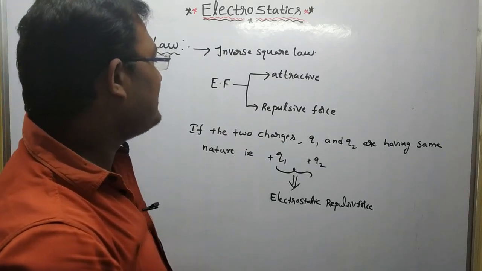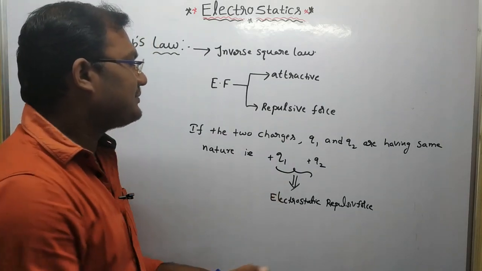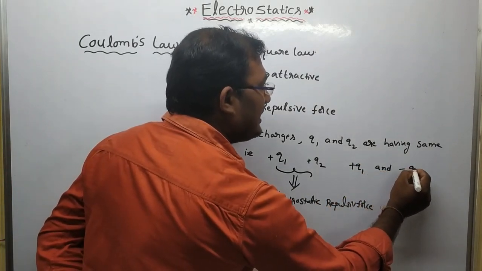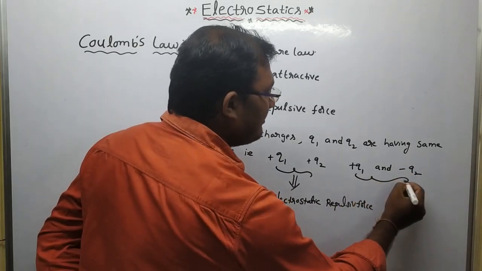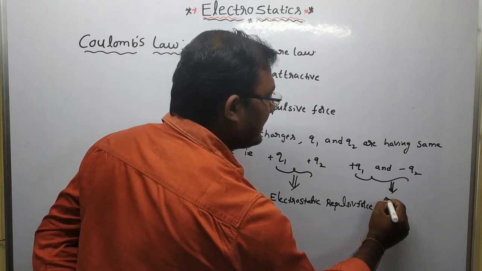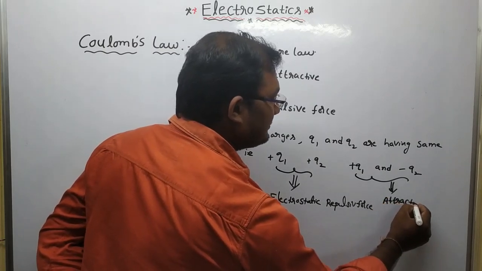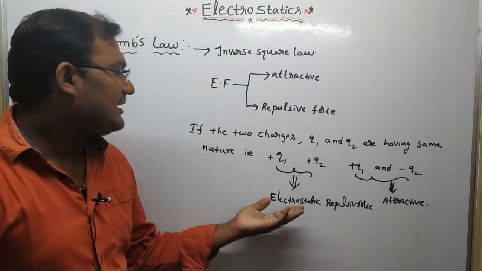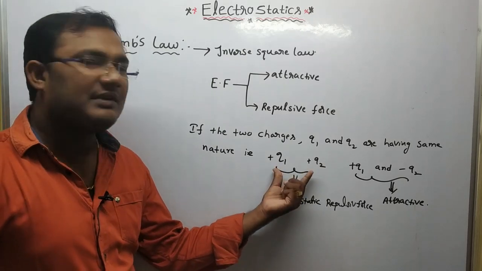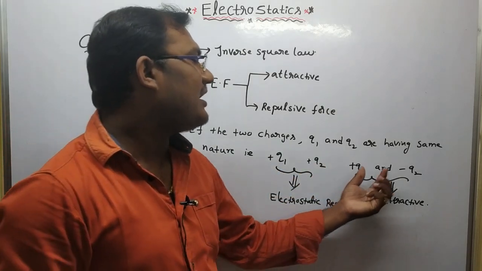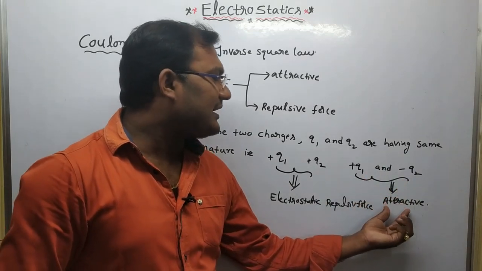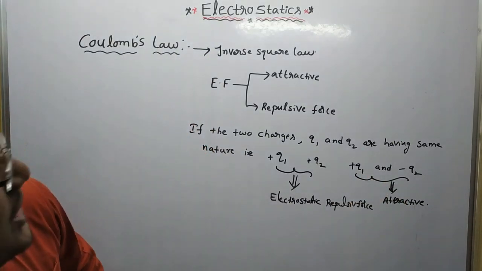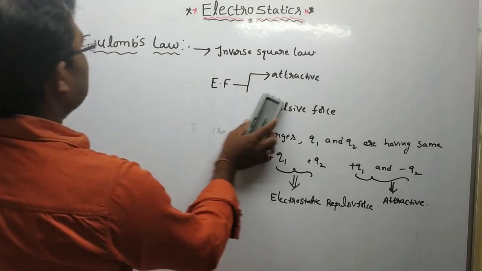If the charges have opposite nature, that means plus Q1 and minus Q2, then there will be an electrostatic attractive force. Simply, if the charges have the same nature, then an electrostatic repulsive force acts between the two charges. If the charges have opposite signs, there will be an electrostatic attractive force acting between them. But what is the magnitude of this electrostatic force?